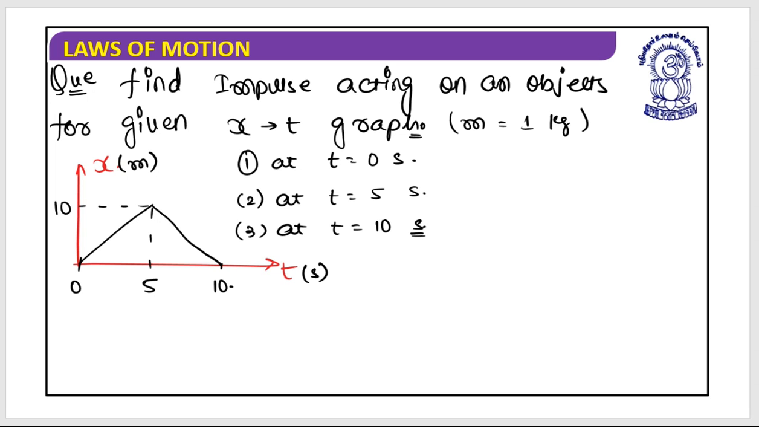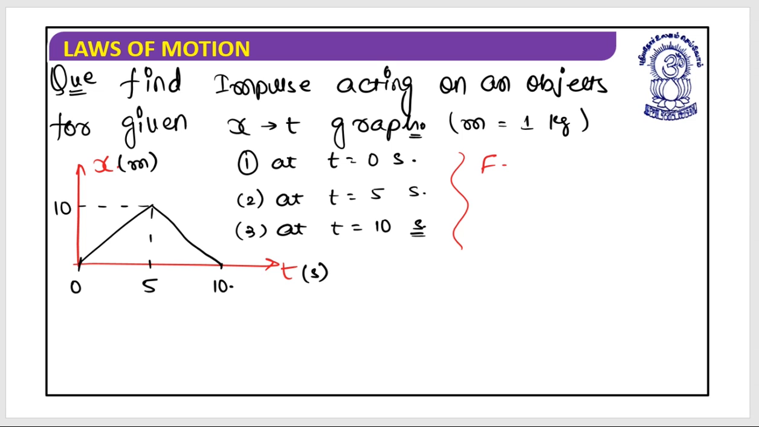You need to find out impulse at these 3 instances. It's at t equals 0, t equals 5, and t equals 10. Now tell me, how could you calculate this? How could you? So first thing, when calculating the impulse, what I need to consider is that I am having 2 approaches.